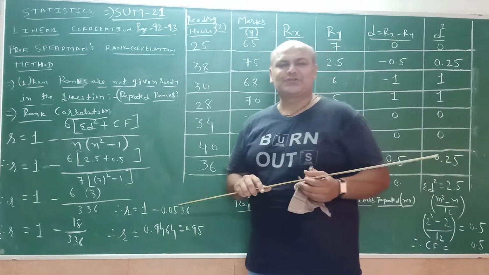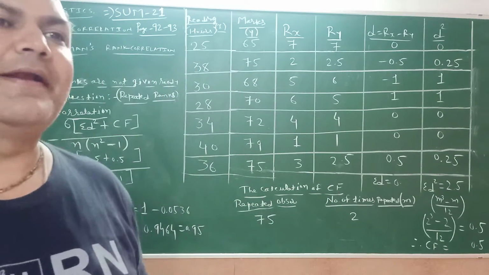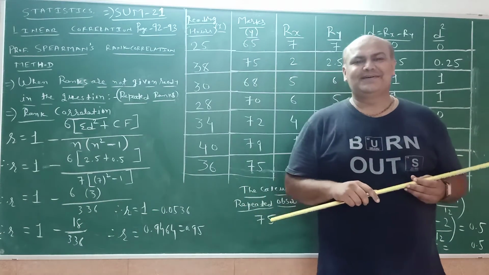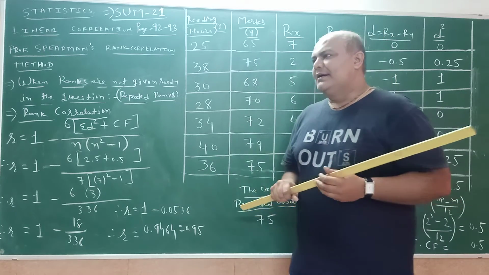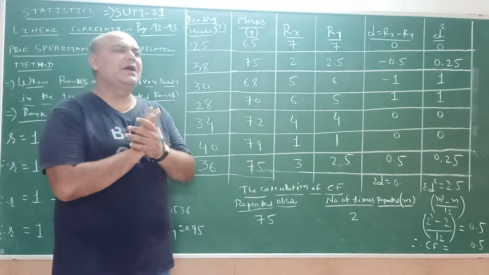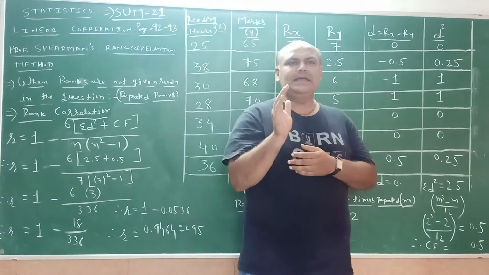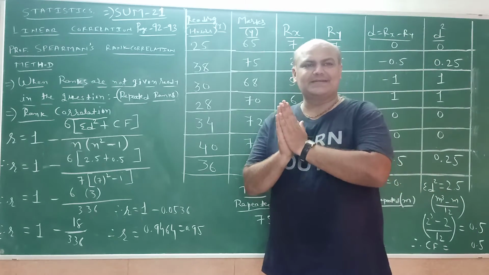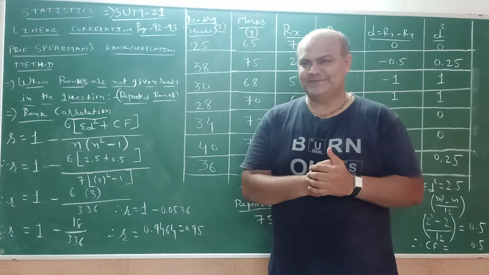In the last video lecture, students, we studied Professor Spearman's rank correlation method. In the rank correlation method, when ranks are given ready in the question, as you all are aware, we have to prepare only two additional columns, that is D and D square. The column of D is Rx minus Ry, and D square means the square of the column of D.